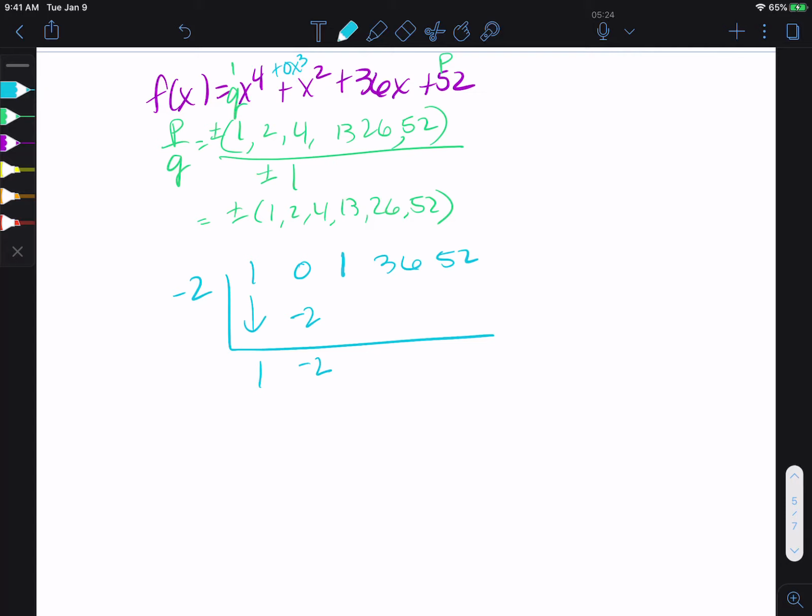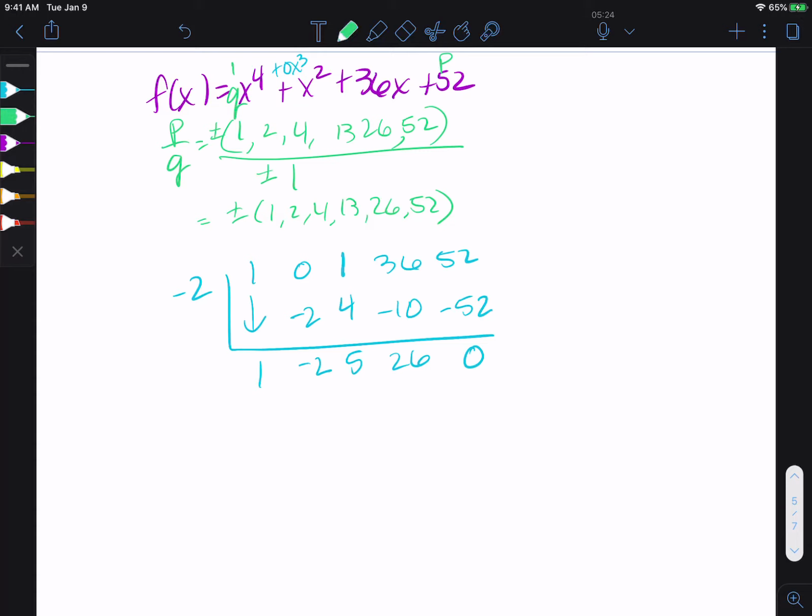So -2 times -2 is +4. That gives me 5. That gives me -10. That gives me 26. That gives me -52. That gives me 0. Okay. So notice I had seen that I wouldn't get 0 at the end, which means I knew something was wrong, because I knew that the -2 was an x-intercept because I had seen it on the graph.